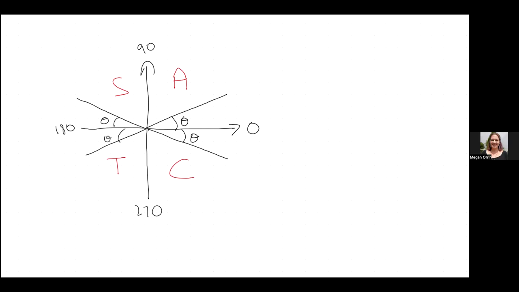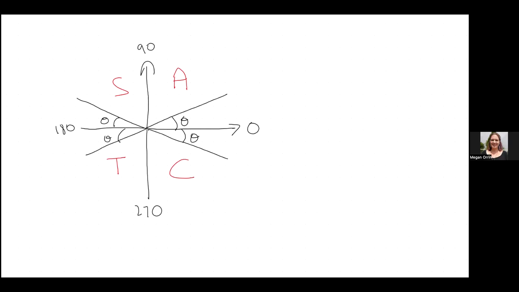So in this quadrant, all ratios are positive. So all the angles will be positive. In this quadrant, only sine is positive. Everything else is negative. In this quadrant, only tan is positive, everything else is negative. And obviously in this one, only cosine is positive, everything else is negative. So if we're asked to find equivalent angles, we need to think about which quadrants we're allowed to be in. So let me give you an example of that now.